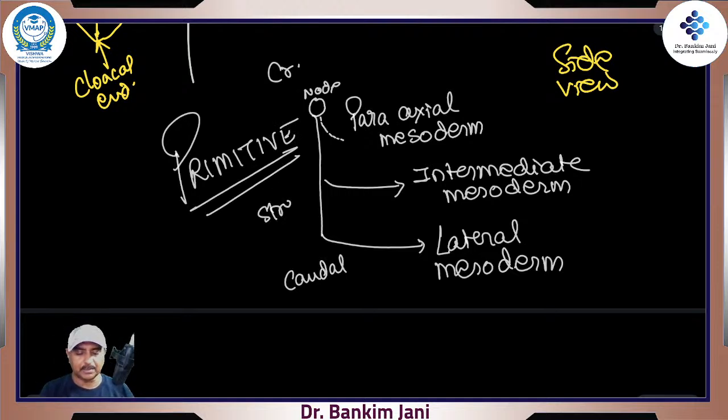This is the streak. The moment we say that we are talking about lateral mesoderm, lateral plate mesoderm, that means that is occurring at the caudal end, right? When we talk about the paraxial mesoderm, that means we are going towards the cranial end of the primitive streak, or we are near the primitive node. Crystal clear, right? Now on to the next level.